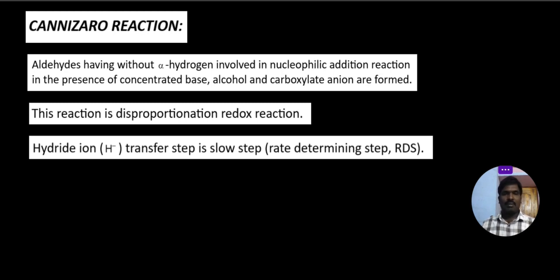In this mechanism, the hydride ion transfer step is the slow step. That's why it is the RDS, the rate determining step. So these are the key points. The hydride ion transfer is the slow step. It is a disproportionation redox reaction.